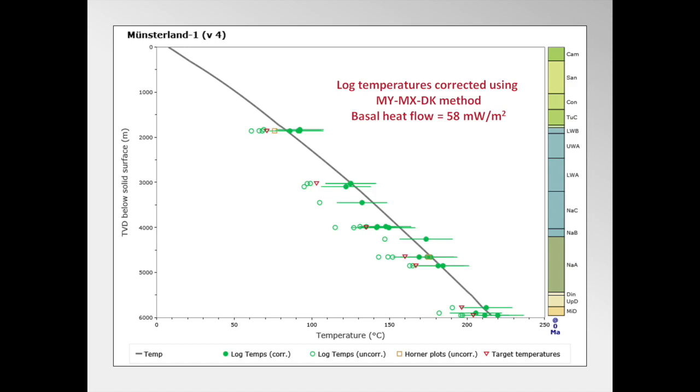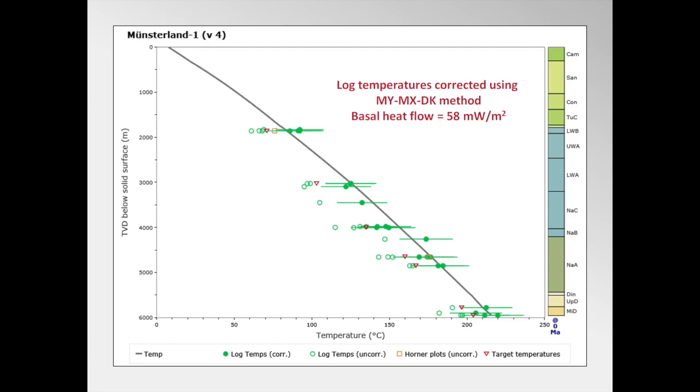This plot shows the uncorrected log temperatures and Heidemann's corrected temperatures as before, plus the corrected temperatures using the MYMX-DK method as solid green dots with uncertainty bars. The gray calculated temperature profile was chosen to fit the new corrected temperatures and required a basal heat flow of 58 milliwatts per square meter instead of 54 milliwatts.